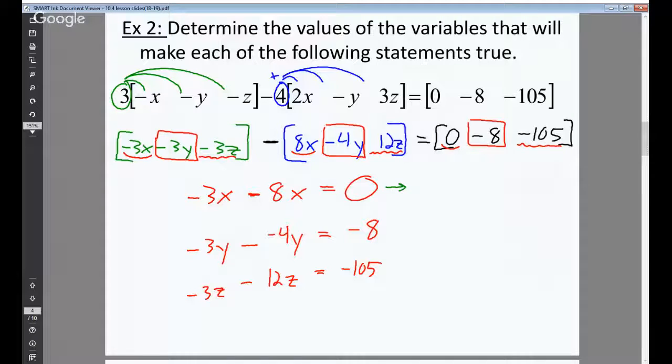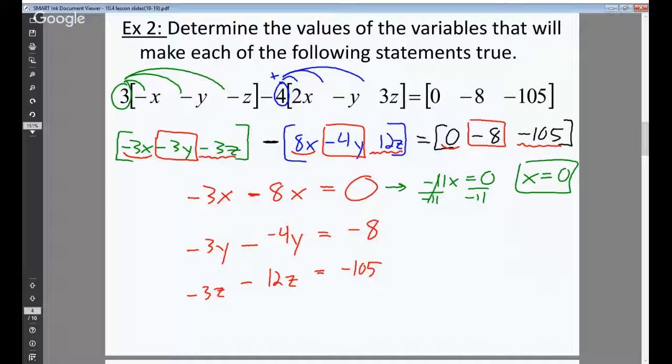We'll take a look at the first one. 3x minus 8x, that should give you negative 11x, all equal to 0. Then to solve for x, just divide by negative 11, which, of course, doesn't change anything. We will still get x is equal to 0. Moving on to the next equation.